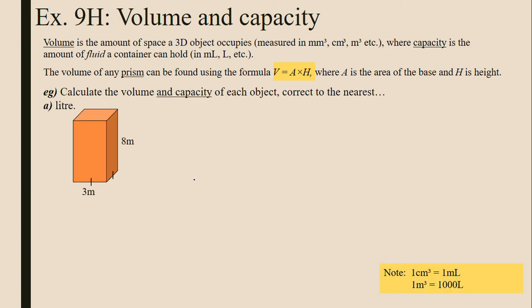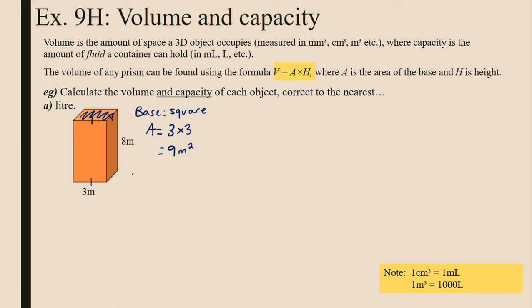We're going to calculate the volume and the capacity of each object correct to the nearest, in this case, liter. Okay, so here we've got a square as our base. So we can see that this shape here has the same side length as it does the width. So our base shape is a square, okay? And the area of the square is given by 3 times 3, okay? So we have 9 meters squared as our base shape.